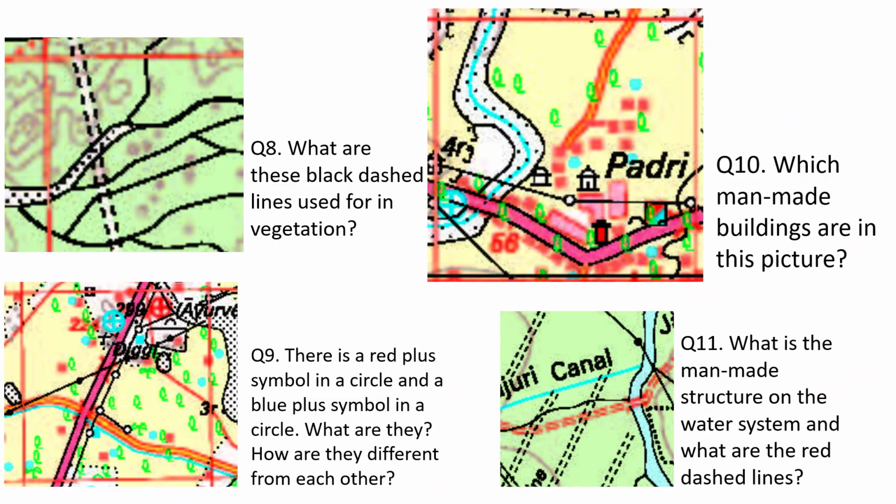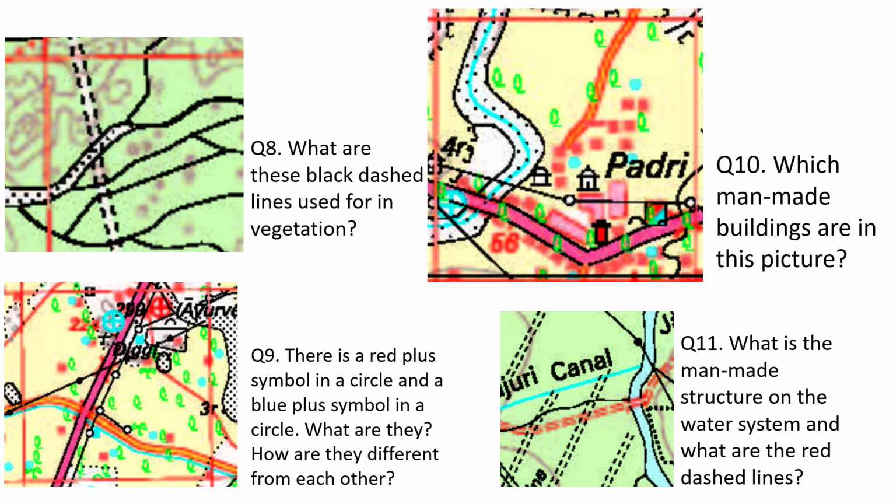See, over here, the first question is about these black dash lines which are there. What are these lines? I want to know that. After that, there is a red plus sign in a circle and a blue plus sign in a circle. So, how are they different from each other and why are they different? Let's see if you can answer them or not.